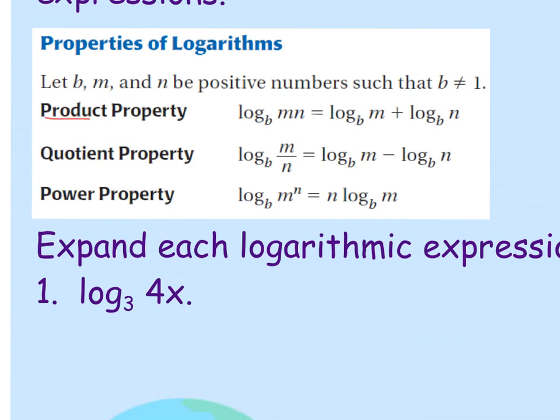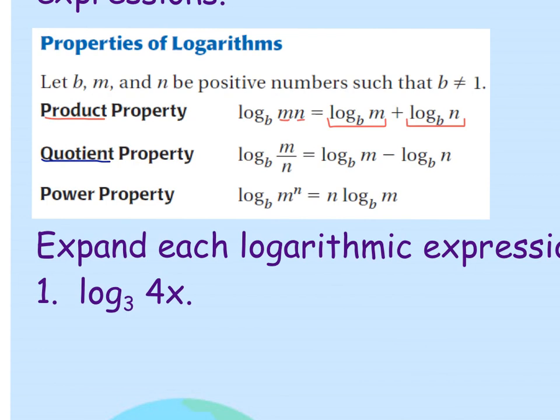The product property has you looking at the logarithm of a product, m times n. And notice they separate each of those terms into log base b of m plus log base b of n. The product property means you expand using addition. The second one is the quotient property, just the opposite. Product means you're multiplying, and quotient means you're dividing.